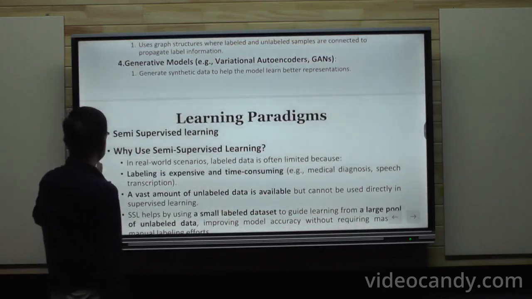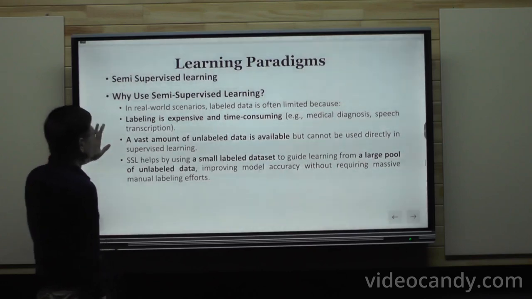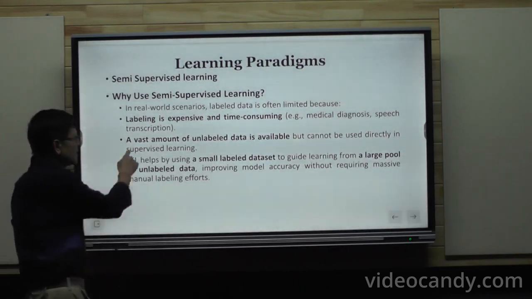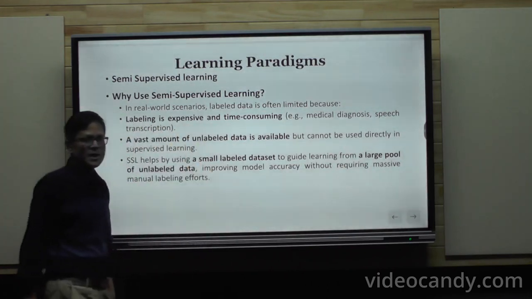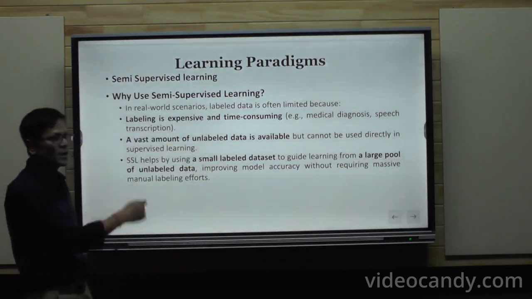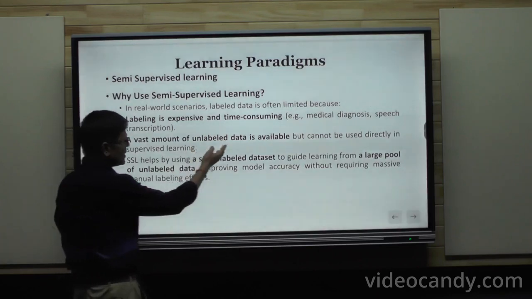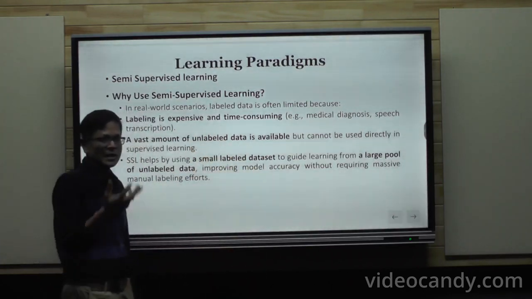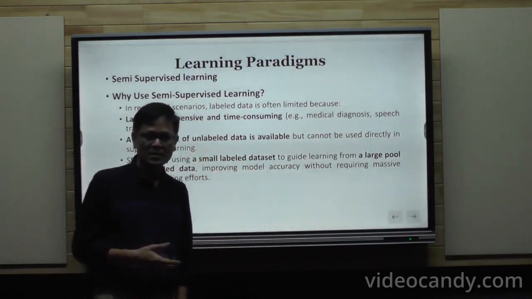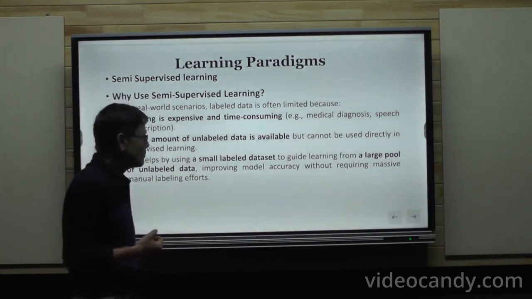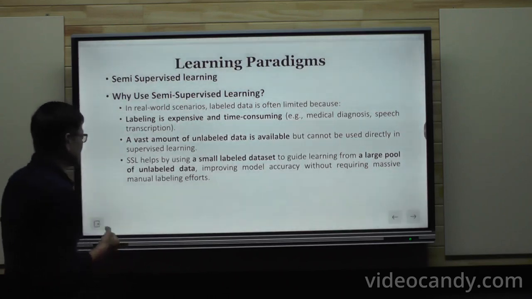So why should we use semi-supervised learning? In real world scenarios, labeled data is often limited because labeling is expensive and time consuming, like medical diagnosis and speech transcriptions, which are very costly. And a vast amount of unlabeled data is available. You can collect the data without labeling it. So a vast amount of data is available to us, but it cannot be used directly in supervised learning.